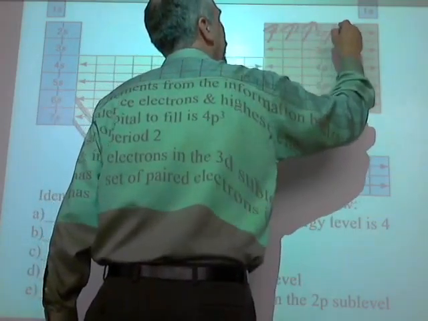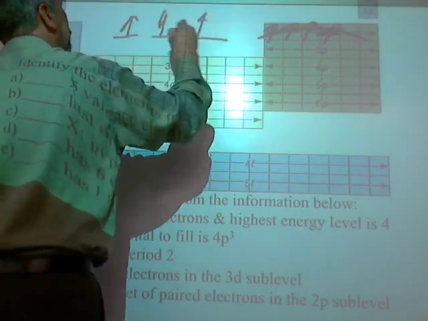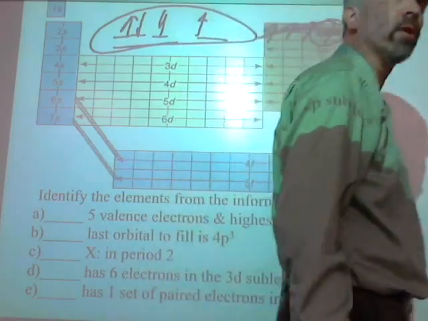Then they come back and pair up, right? Oh, I can't do it like that one. They go in like this, and then they come back and pair up. So it'll be the guy with 4 electrons, or oxygen, correct?